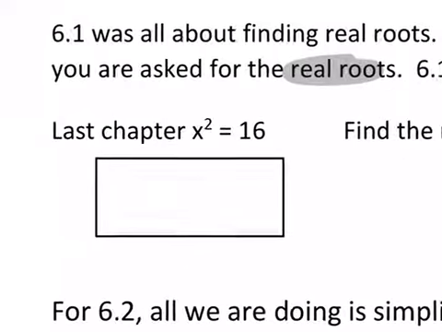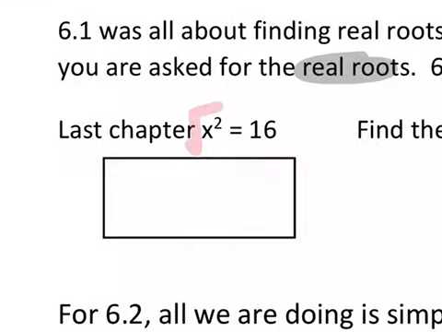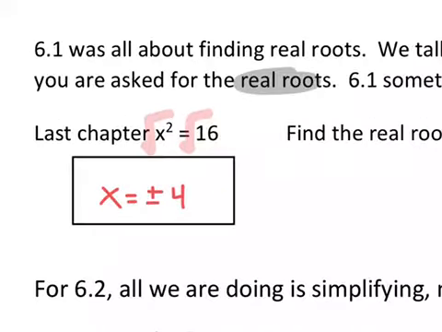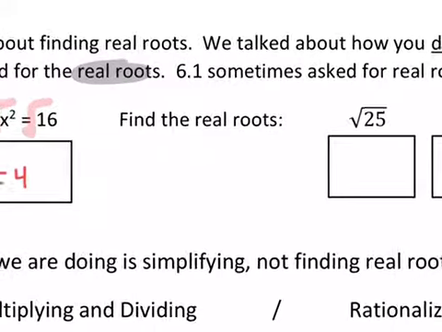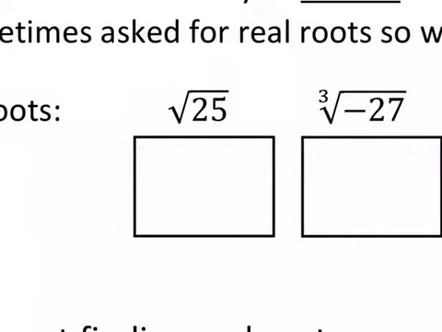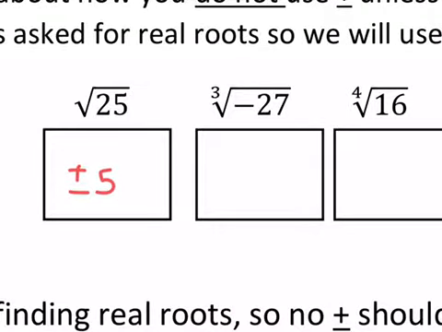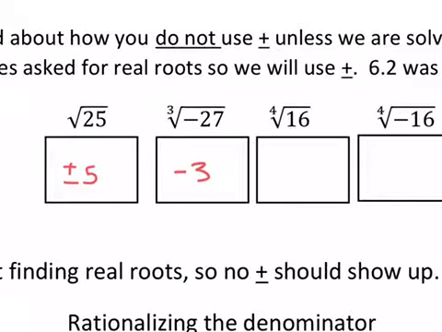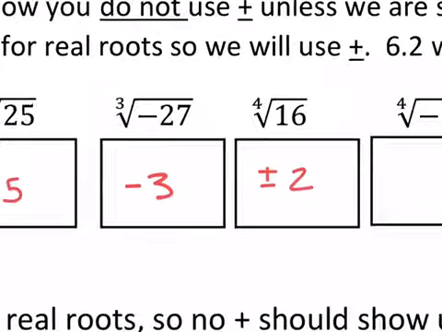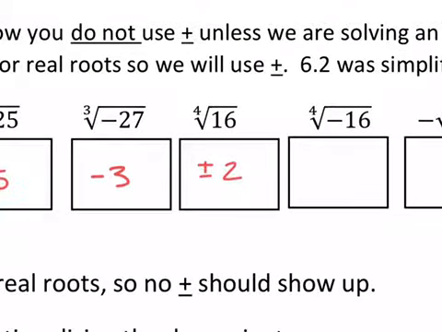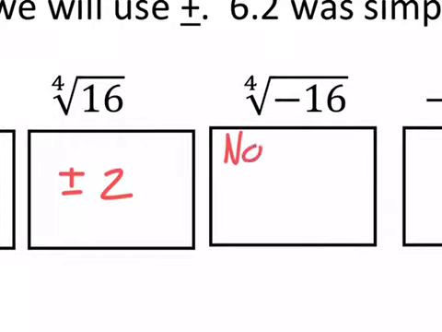So last chapter we worked on solving equations by maybe taking the square root of both sides, and we would get that here x was equal to plus or minus 4. Another way they could ask that is to find the real roots of 16. So here's just some examples. The real roots of 25 is plus or minus 5. Cube root of negative 27 would be negative 3. Fourth root of 16, since it's an even power, we'd want that plus or minus 2.